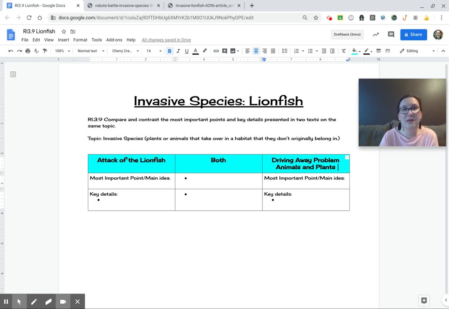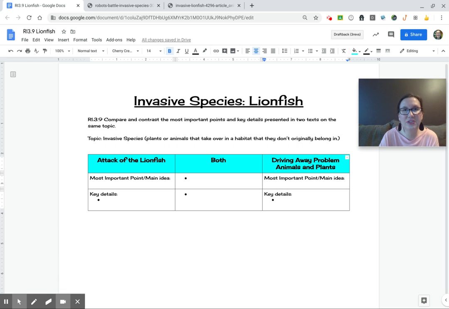So that's what we're going to read about today. This week we're going to be talking about two articles. The article we're going to look closely at right now is called Attack of the Lionfish. The lionfish is an invasive species. It's in a new place that it doesn't belong, and it's doing some damage. Let's go ahead and read about the invasive lionfish.